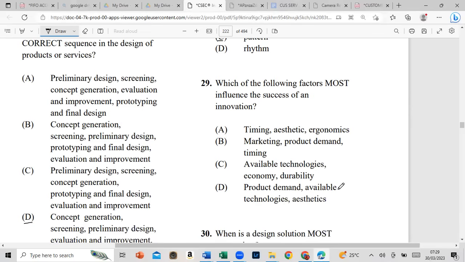Alright, so let's move on to 29. Which of the following factors most influence the success of an innovation? A, timing, aesthetic, ergonomics. B, marketing, product demand, and timing. C, available technologies, economy, durability. Or D, product demand, available technology, and aesthetic. And that would be marketing, product demand, and timing. So 29 is B. And we have come to the last one for this video.